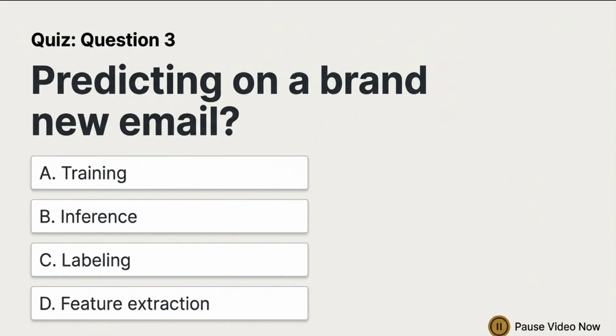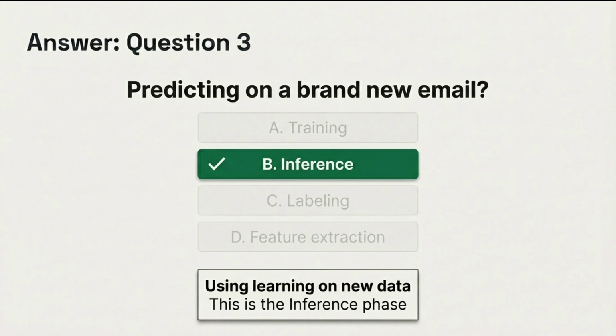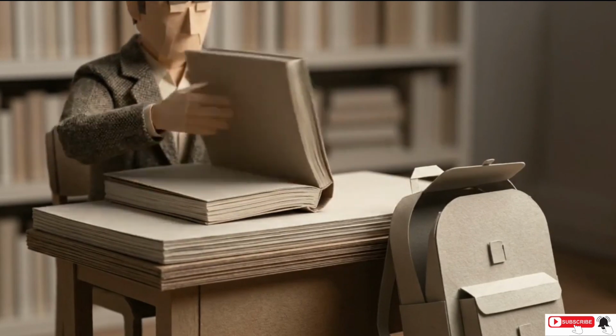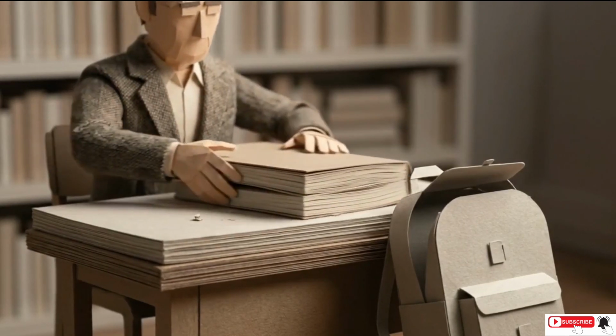Question 3. A new email arrives, and the system predicts it is spam. What is this called? The system is making a prediction on new data, which means this is inference. Understanding these 4 terms allows you to identify the specific components of the machine learning scenarios on your AI 900 exam.